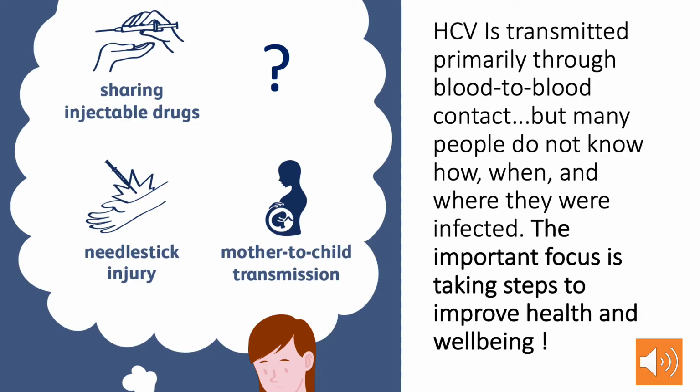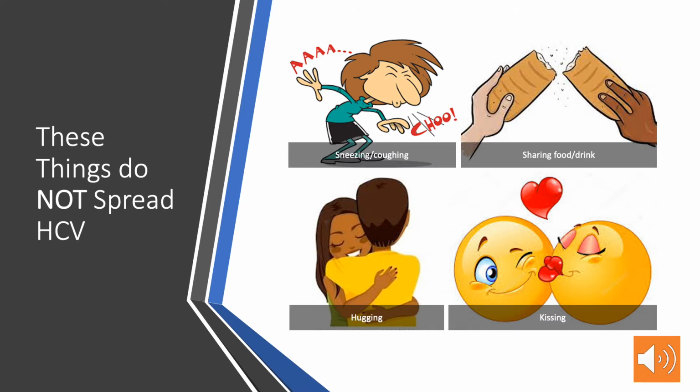Hepatitis C is transmitted primarily through blood-to-blood contact, but most people don't know when, how, or where they were infected. So it's important to not focus on how someone got hepatitis C, but the steps they are taking to improve their health and well-being. It's also important to know the things that do not spread hepatitis C. So hepatitis C is not spread through sneezing or coughing, sharing food, or hugging or kissing. As peer mentors, part of what you can do is take this knowledge and help tackle some of the myths to be able to help people know the things that do and do not actually spread hepatitis C.